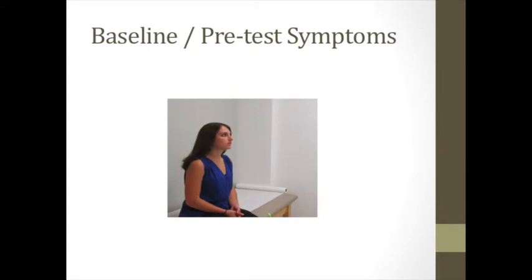The first step in the VOMS assessment is baseline or pre-test symptom reporting. Ask the participant to rate the following on a scale of 0 to 10, with 0 being no symptoms and 10 being the most severe symptoms: headache, dizziness, nausea, fogginess. Record the symptoms on the VOMS scorecard prior to moving on to the testing domains.